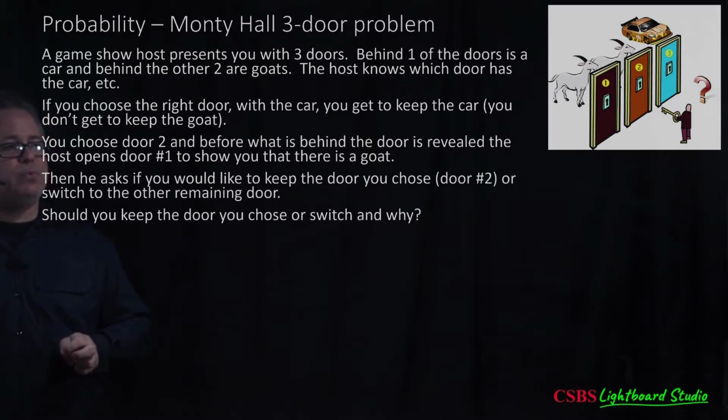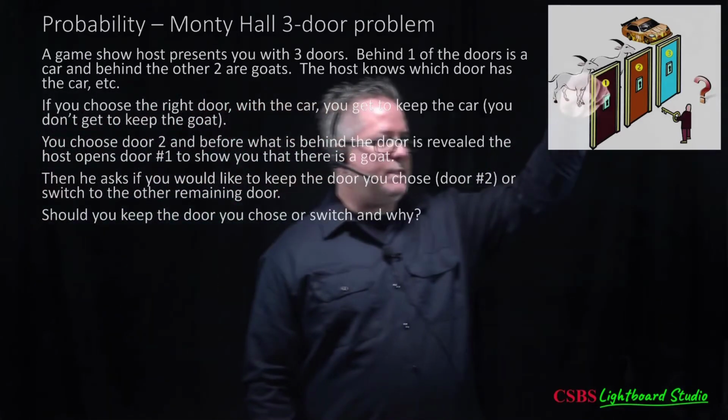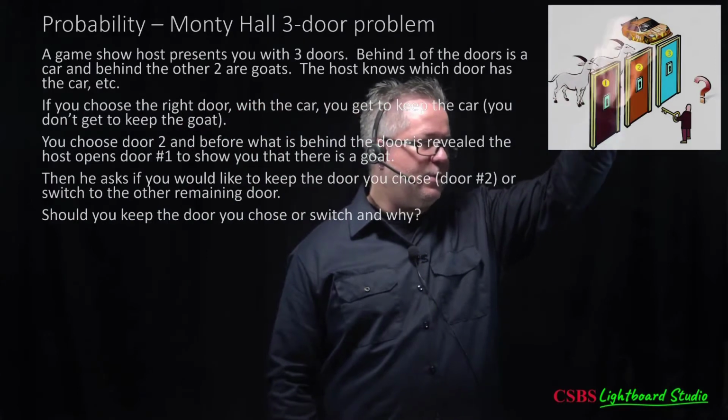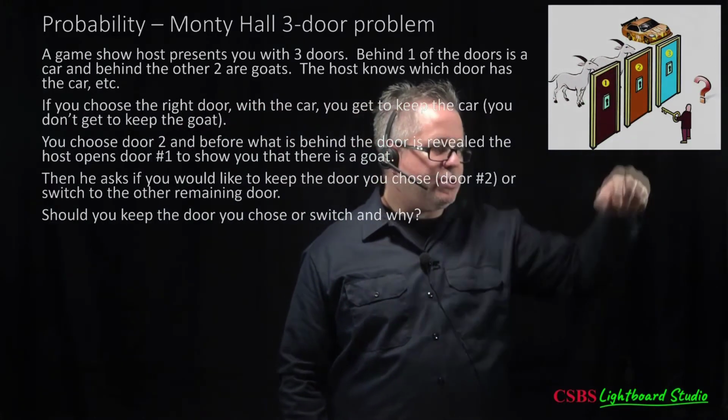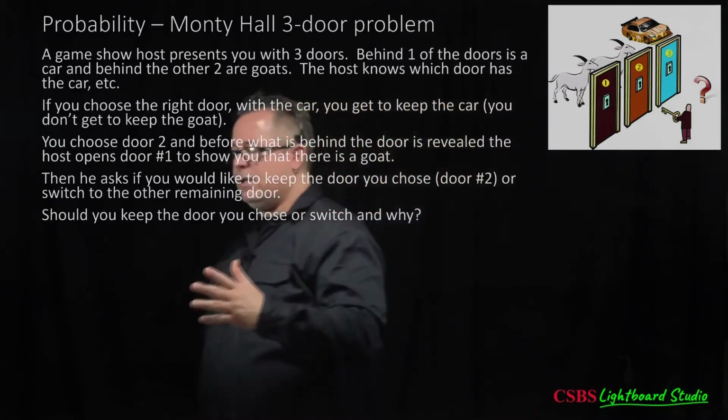If you choose the right door, the one with the car, you get to keep the car. However, you don't get to keep the goat if you win one of those. So let's say you choose door number 2. Now we can actually see the goats and the car behind there, but let's say you don't see those. And you choose door number 2. So that's the one you pick. So you think that's it, right?